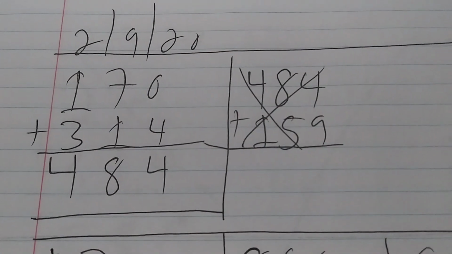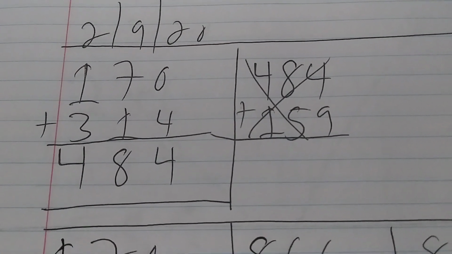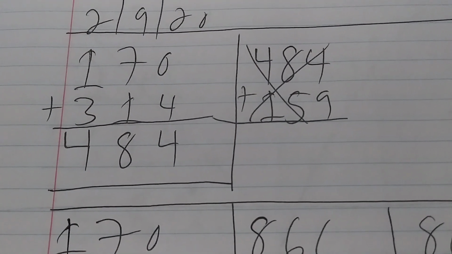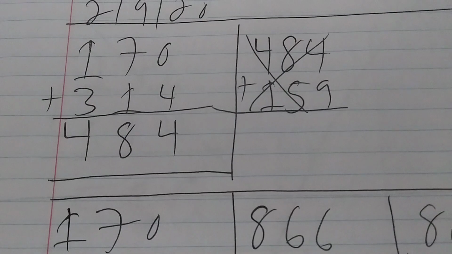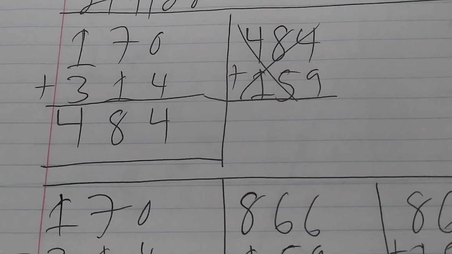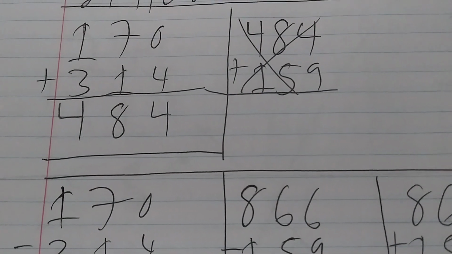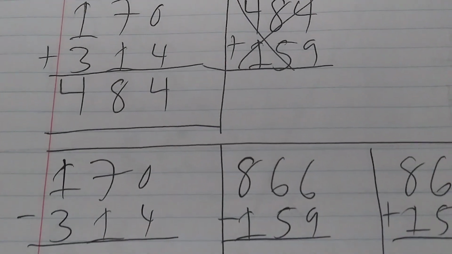Alright, and then on February 9, you had 170 hit. Going to add 314, so 1 plus 3 is 4. 7 plus 1 is 8. 0 plus 4 is 4. 484 did not hit in the next 7 days.